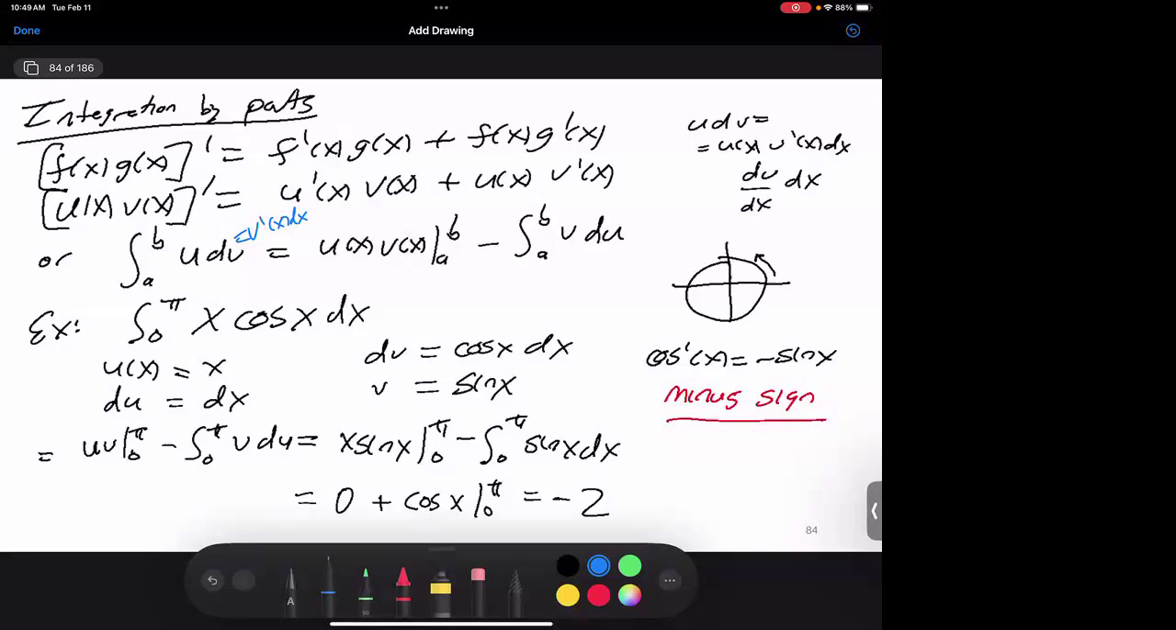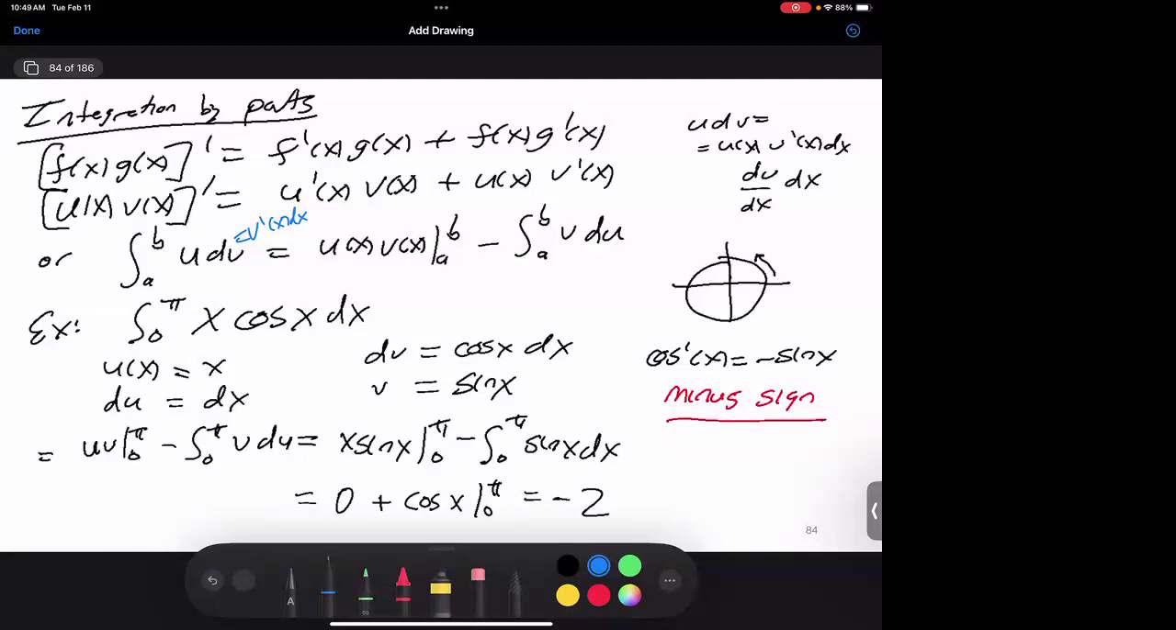So I know how to integrate cosine of x or sine of x. What makes this problem hard is the presence of the x. So I have two choices. I could do x or I could do cosine of x for u of x. But if I had dv be x, then v would become 1/2 x squared, and that would make the problem worse. So it's much better to do it this way. And I get 0 plus cosine of x evaluated at pi and 0, and I get -2.